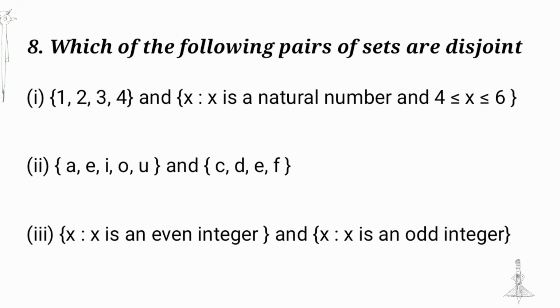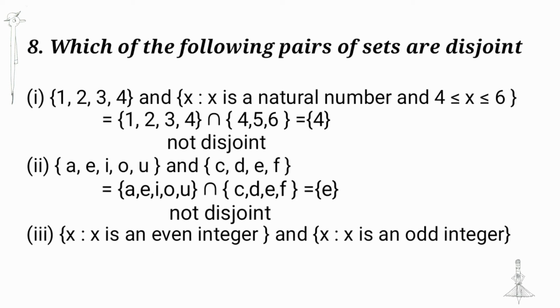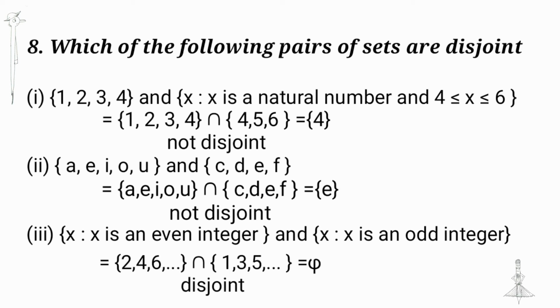Which of the following pairs of sets are disjoint? If sets are disjoint, their intersection is null event. Intersection of these two sets we get a set of {4}, so it is not disjoint. Next, intersection of set {A, E, I, O, U} and set {C, D, E, F} we get set {E}, therefore it is not a null event, so it is not disjoint. Next, first set even integer set and second set odd integer set. There is no common element, therefore the sets are disjoint.